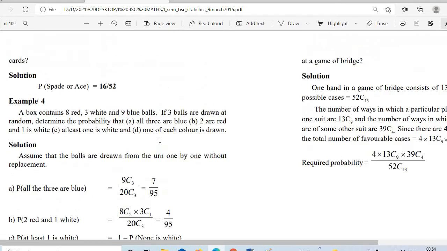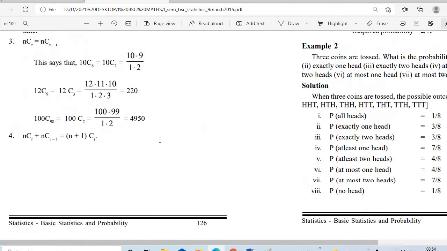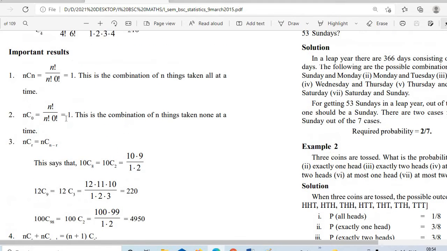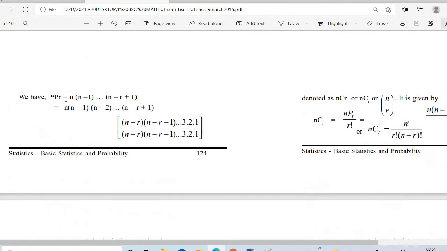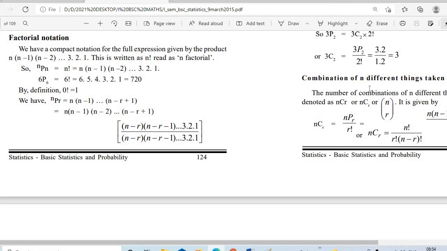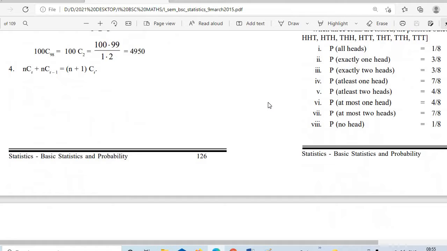What is nCr? nCr is nothing but n factorial by r factorial into n minus r factorial. You have to know this combination formula, nCr. That is the procedure.